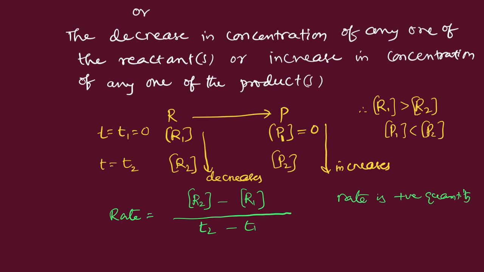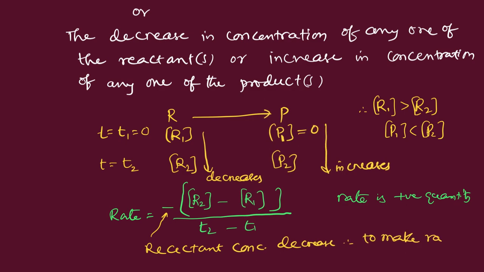Therefore, we have to multiply with a negative sign. So why this negative? This negative indicates here that reactant concentration decreases. Therefore, to make the rate positive, we multiply with a negative sign, that you have to remember.